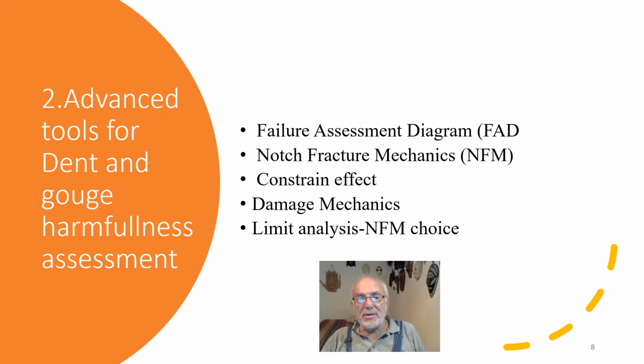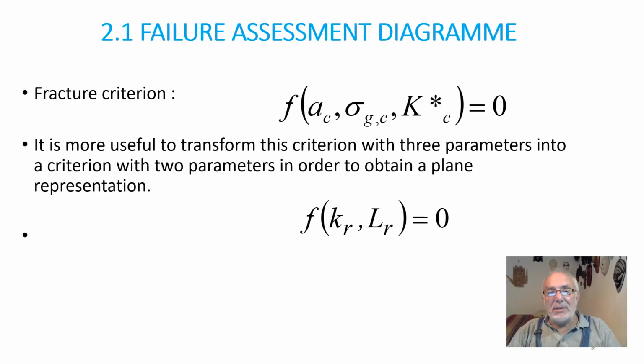To use the advanced tool for DENT and GOUGE harmfulness assessment, it is necessary to have the following prerequisites. First, failure assessment diagram. Secondly, notch fracture mechanics. Third, constraint effect and damage mechanics, and a choice for limit analysis. What is the principle of the failure assessment diagram?